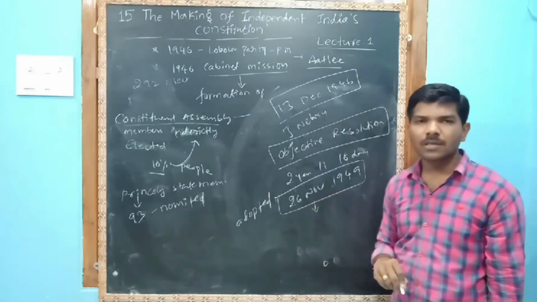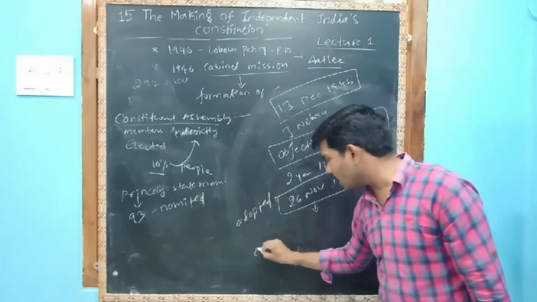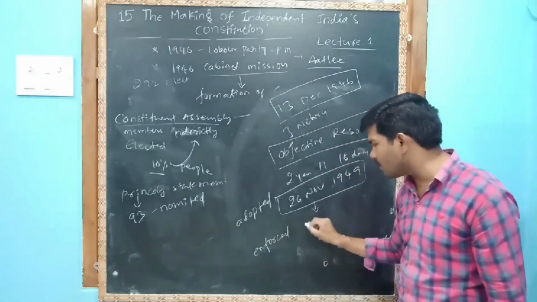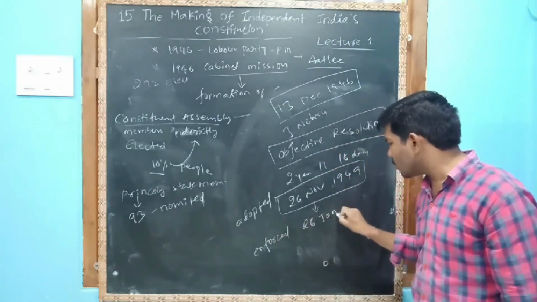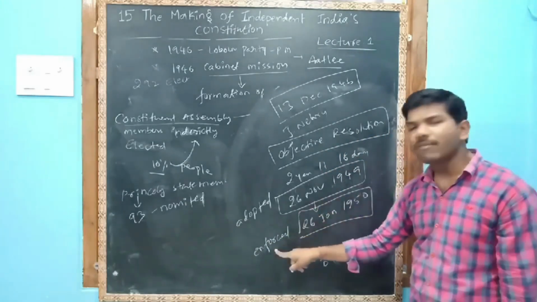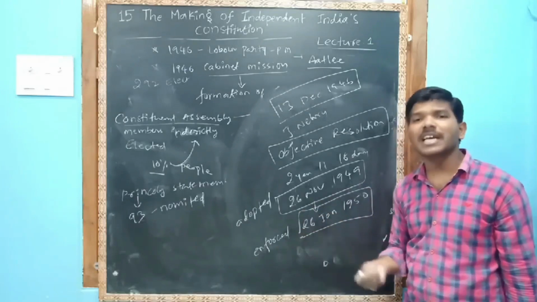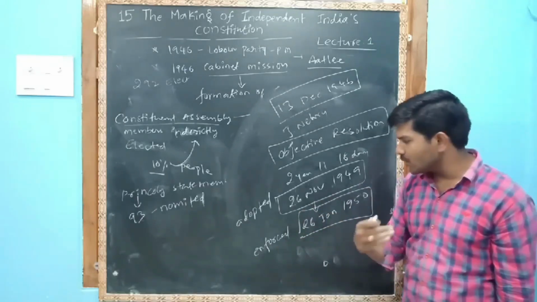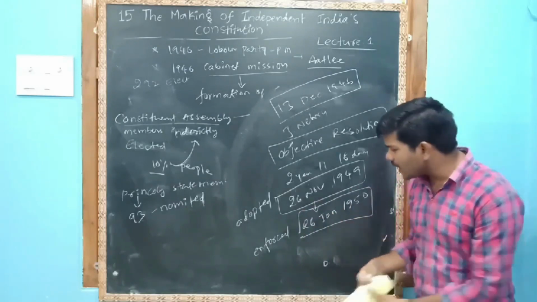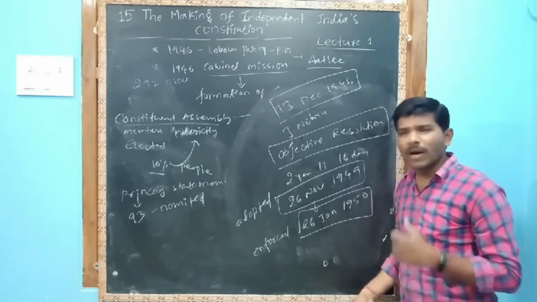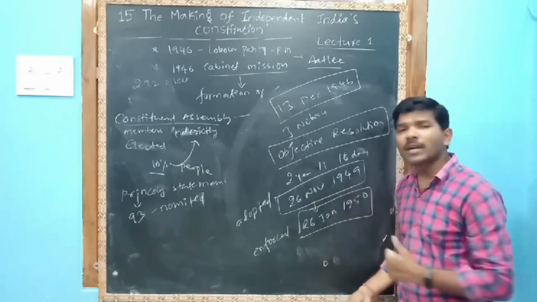But we enforced our constitution, our constitution is implemented, from 26th January 1950. From 26th January 1950 onwards, our constitution is enforced. Our constitution came into effect. Sir, why was this date kept 26th January? Why not 1st January? Why not December 1949?